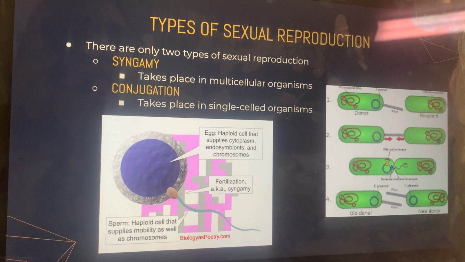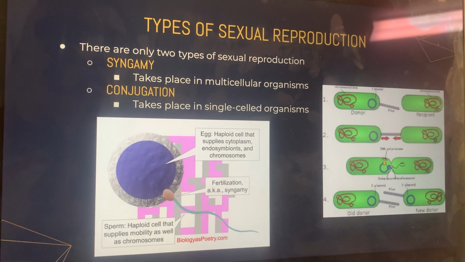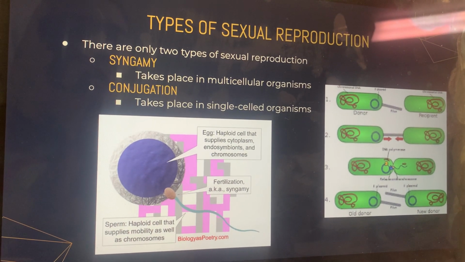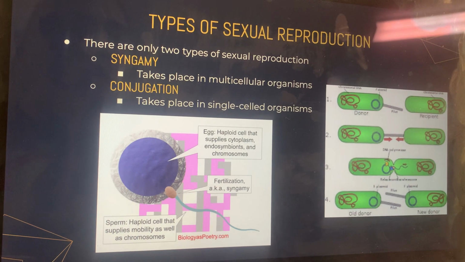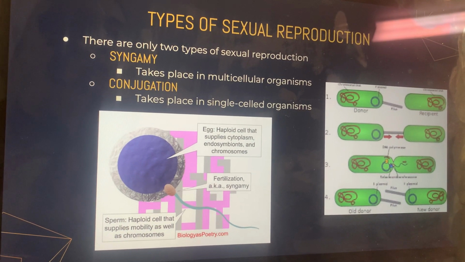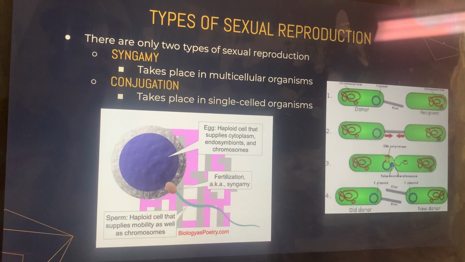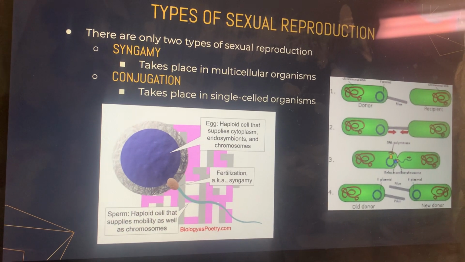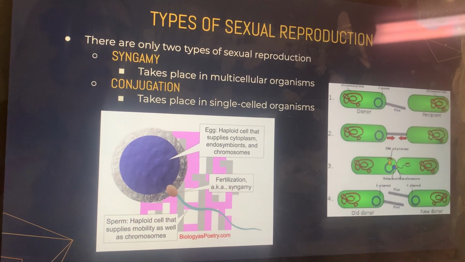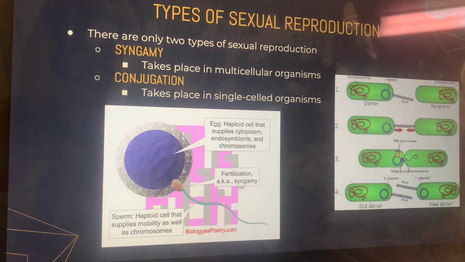Going deeper into the types of sexual reproduction, there are only two types of sexual reproduction, which are syngamy and conjugation. Syngamy takes place in multicellular organisms, while conjugation takes place in single-celled organisms. Now, these can both be shown down below.